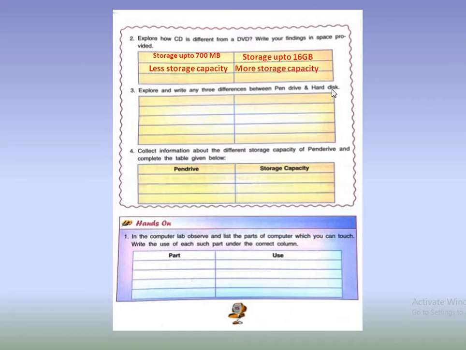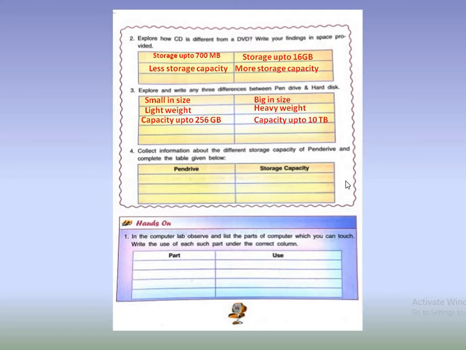Third, explore and write any three differences between a pen drive and a hard disk. First, a pen drive is smaller in size and a hard disk is bigger in size. Second, a pen drive is light in weight and a hard disk is heavy in weight. Third, the storage capacity of a pen drive is up to 256 GB and the storage capacity of a hard disk is 10 TB.